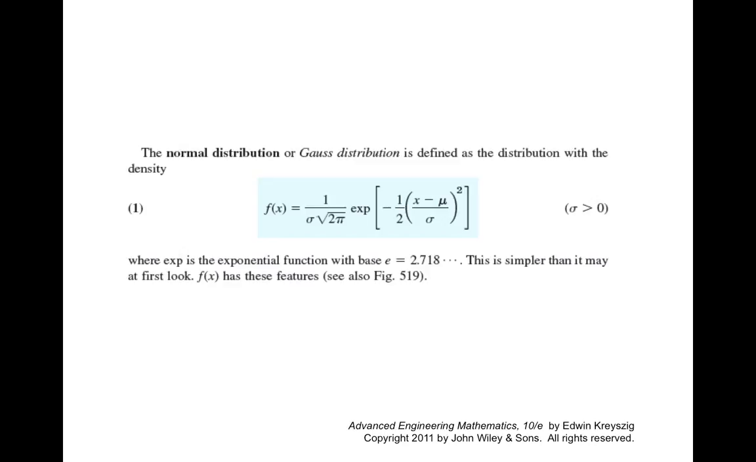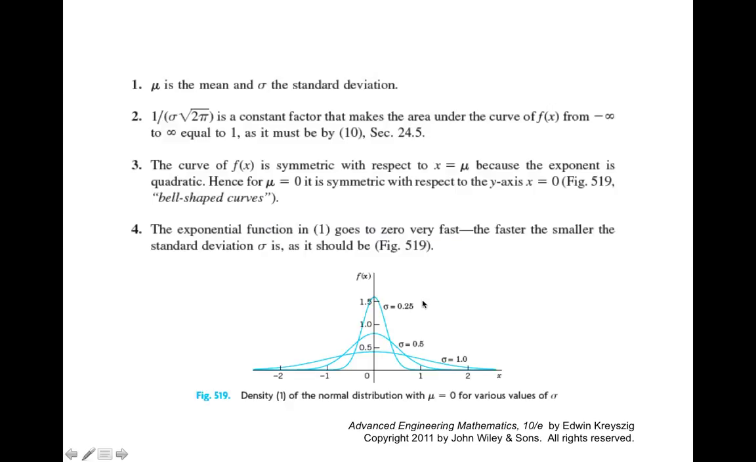So the normal distribution or Gaussian distribution function is defined as the distribution with the following density function, where sigma is the standard deviation and mu is the mean. It's actually a relatively straightforward function. If you look, this is an example of what the normal distribution looks like with a mean of 0 for various values of sigma. So mu is the mean and sigma is the standard deviation.